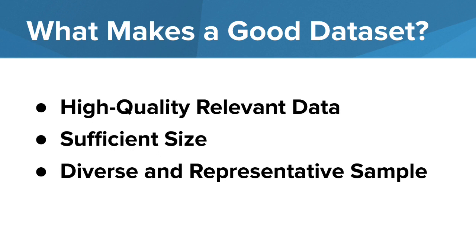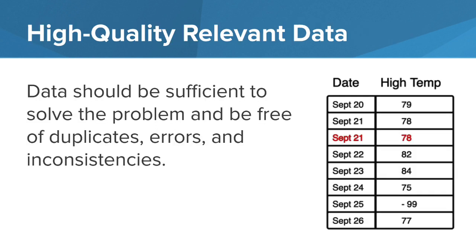Selecting the right dataset is a very important step in creating an AI model. There are several criteria that make up a good dataset. We're going to take a closer look at 3 of these: high quality relevant data, sufficient size, and a diverse and representative sample. High quality data is data that is free from errors, duplications, and inconsistencies.